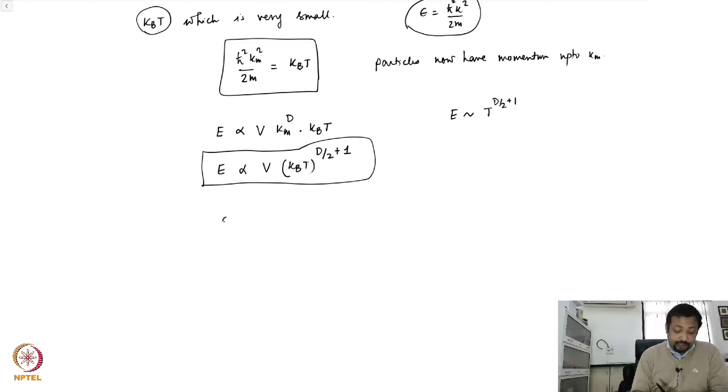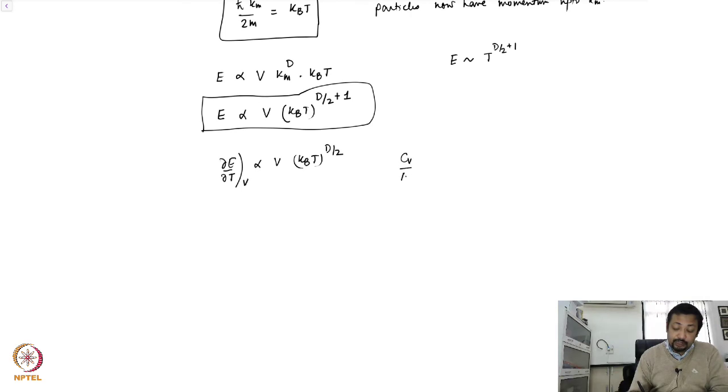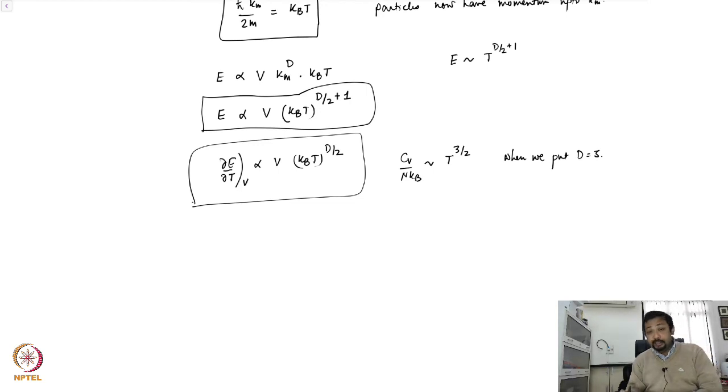Therefore, the specific heat, which is a derivative of this energy with respect to temperature, volume held constant, will be proportional to kBT raised to the power d/2. And in 3 dimensions, we have Cv over nkB going as T to the power 3/2 when we put d equal to 3. So this is the more general result, and unlike a Fermi gas where your specific heat was linear, so one can write this as T over Tc, and here we had T over TF.